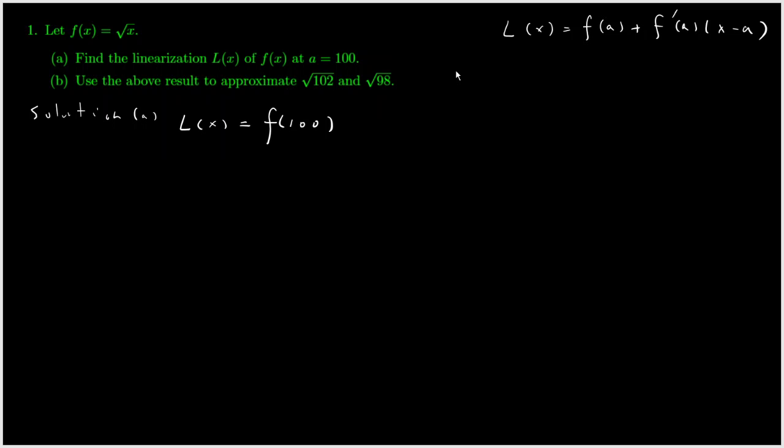But by copying the formula, I mean you use an a value of 100. The term after that is the derivative of the function at 100, and then times (x - 100), since the a value is 100. Wherever you see a in the general formula, you replace a with 100. This is the linearization of the function.